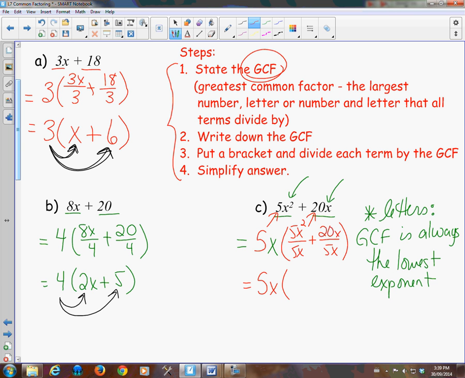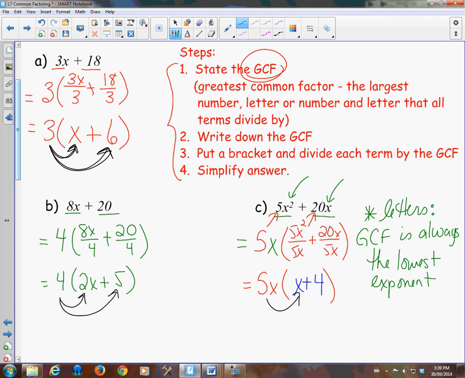So 5 divided by 5 is 1. When I divide letters, I subtract their exponents. So this x on the bottom and x squared on the top, 2 take away 1 would mean I'd have an x left. And then I divide my numbers. 20 divided by 5 is 4. And 1 take away 1 would mean I'd have 0, x to the 0. So no x's. And we can always check.